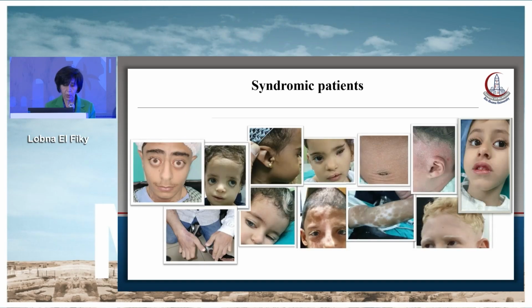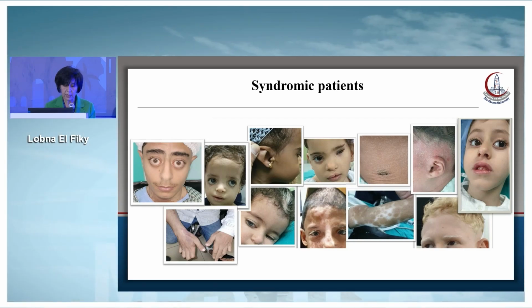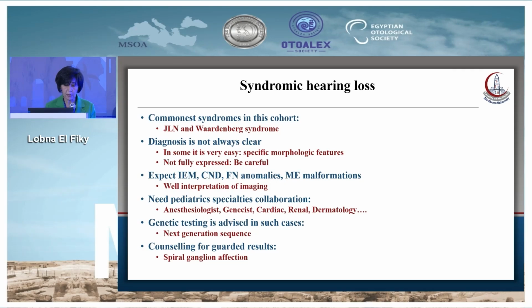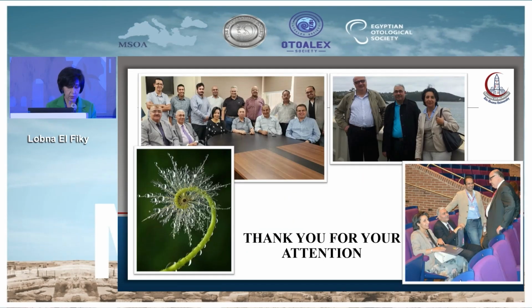So we have a very wide range of syndromic patients in our cases, and we see more and more every time, and we become more and more acquainted with the difficulties of it. So sometimes the diagnosis is not clear, but we have to expect a cochlear nerve deficiency, inner ear anomaly, facial nerve anomaly, middle ear malformation. We need a lot of collaboration with different specialties and counseling regarding spiral ganglion affection of this patient. Thank you very much.